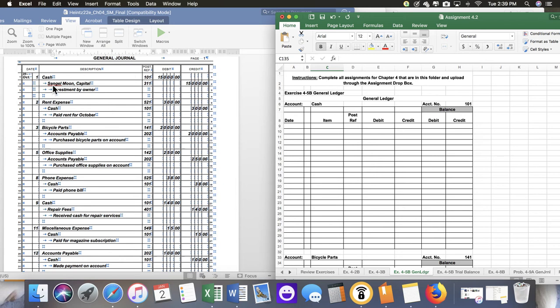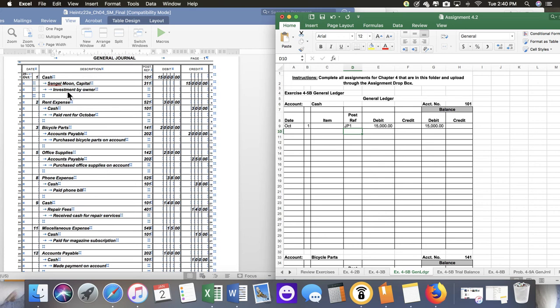So the first one is cash. We have it listed as a debit for $15,000, so we're going to put the date, October 1st. Post reference would be JP1, which is journal page 1. Debit $15,000. And then the balance is going to be $15,000. Here we're going to keep a running balance like you would in your checkbook. So you're going to have to subtract or add after each transaction.